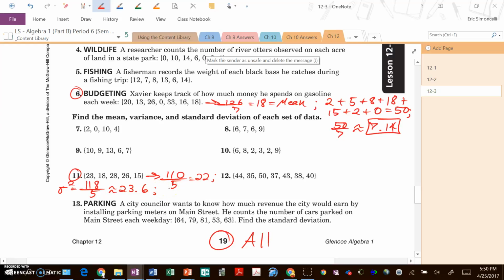All right, that's all fine and good, but we still have to finish off this problem. And if we do so correctly, it's really just a matter of taking the square root of both sides. The square root of 23.6 then lends itself to 4.86.